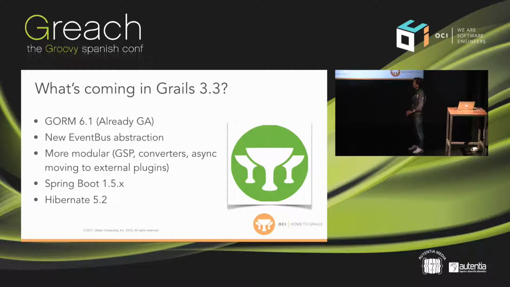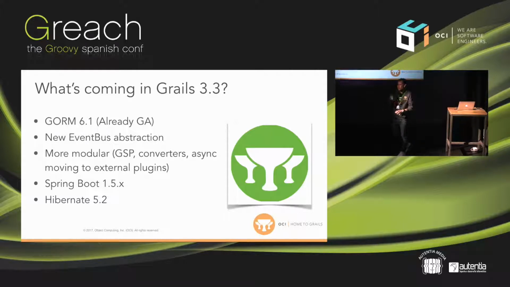We're also working on a new event bus abstraction. I'll talk about that a bit more. And we're also focusing on making Grails even more modular, reducing the size of the core part of Grails. So this is already happening. If you look at the master branch of Grails, you'll see that all the async stuff has been moved to another GitHub project called Grails Async. And again, I'll be talking about that more.